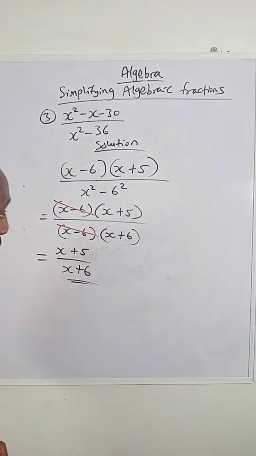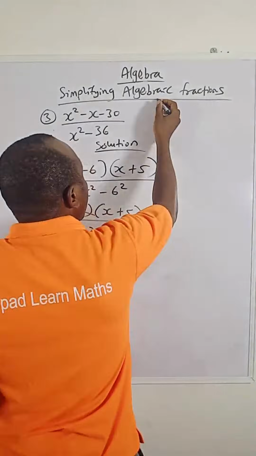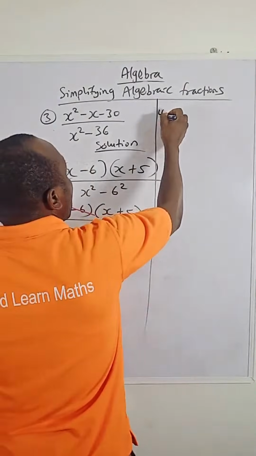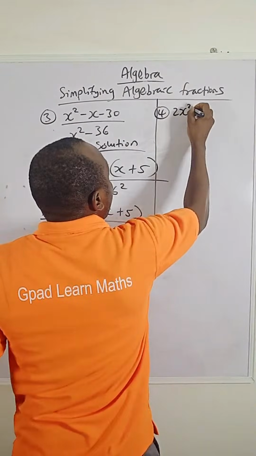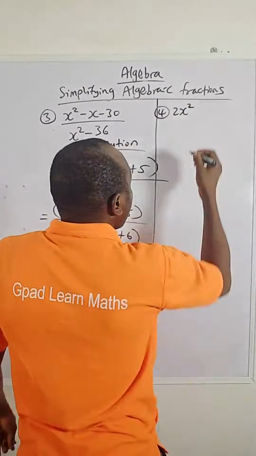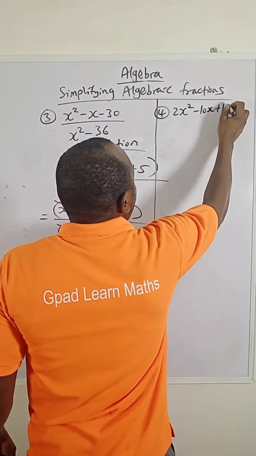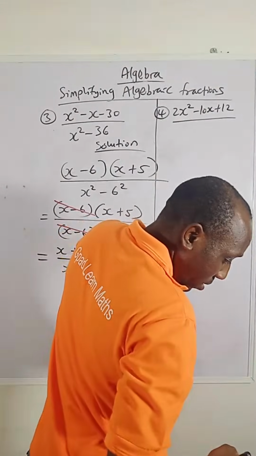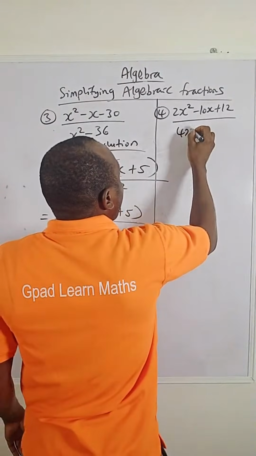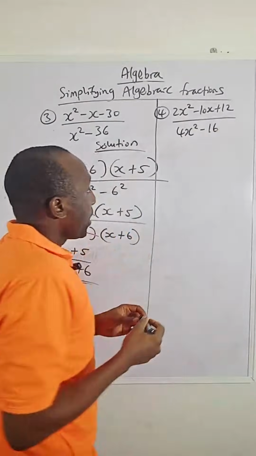Okay. So I have another question. Let me see if I can squeeze it in here. So number 4. This is the question. It is 2x squared minus 10x plus 12, all divided by 4x squared minus 16.